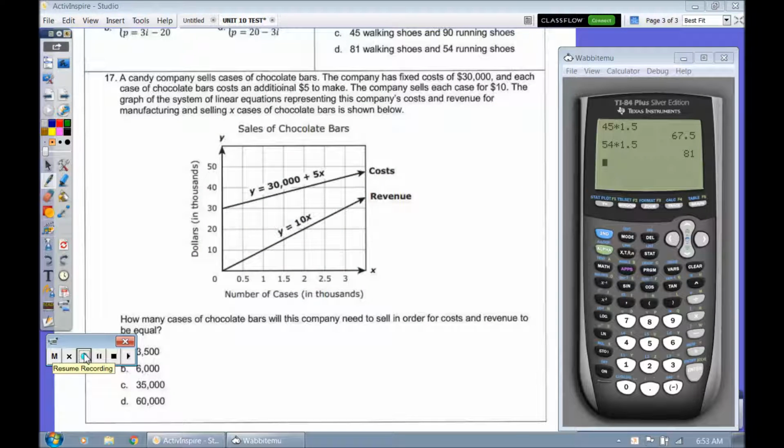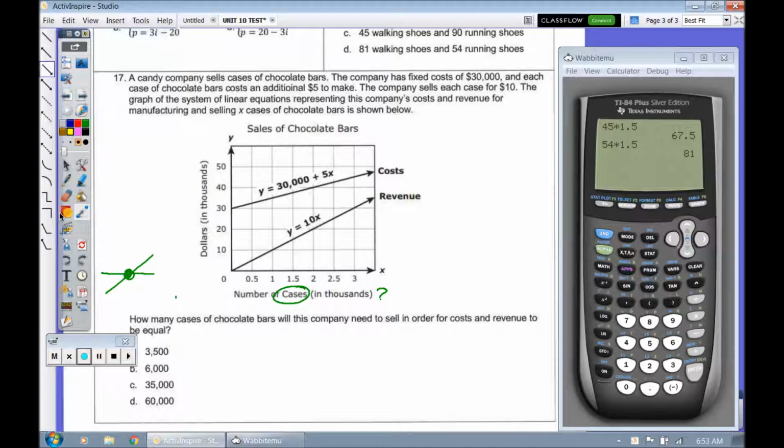And 17, a candy company sells blah, blah, blah. How many cases? Let's just get down to the question. How many cases? Well, here are the cases. So it's asking how many cases of chocolate bars will this company need to sell in order for the costs to be equal? Well, where costs and revenue are equal, we're looking for this part of the system here, where they cross each other. We're going to need to extend some lines out.